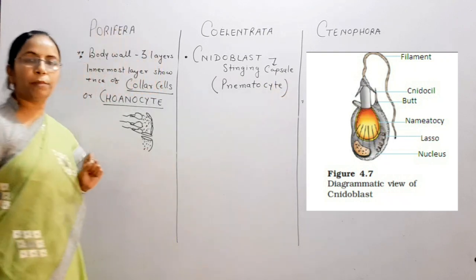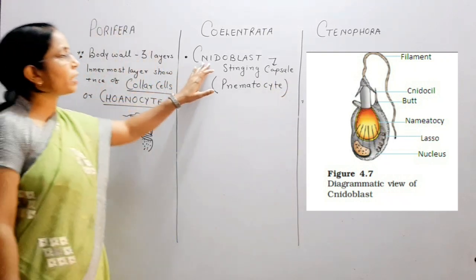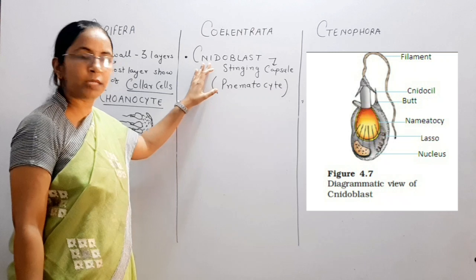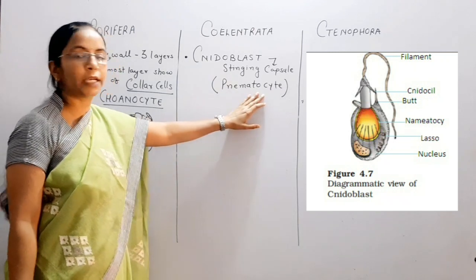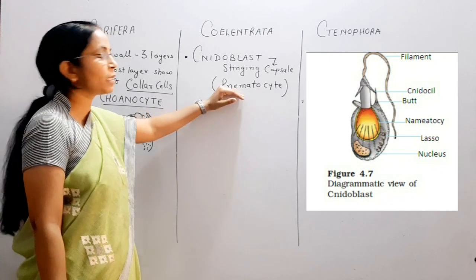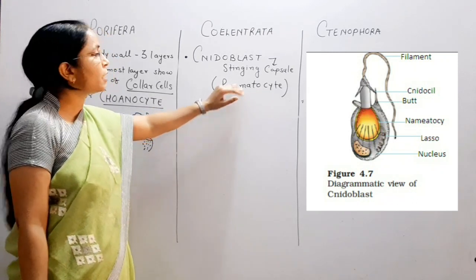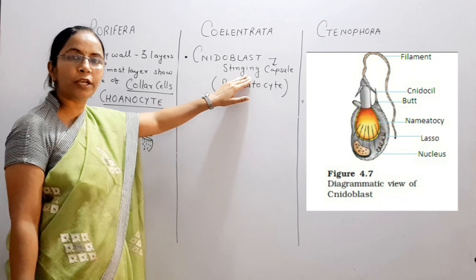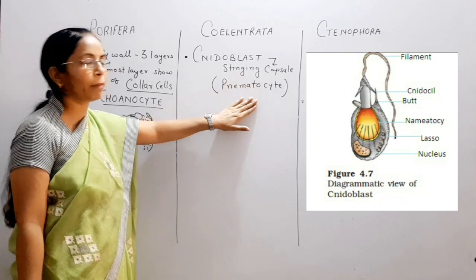So nematocyst or nematocyte. Nidoblast is the characteristic feature of the coelenterata, and nematocytes are the structures which release the poison, and these cells are present in the form of a stinging capsule. So this part you remember.